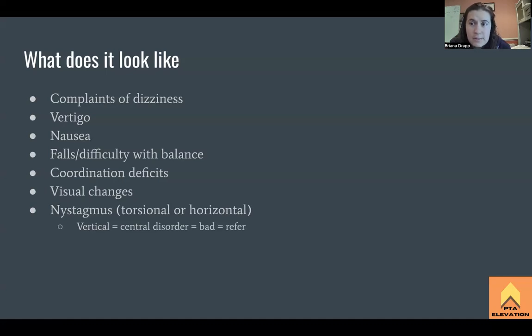Visual changes, as we talked about, they might have a visual aura or something like that, or at least just not being able to fixate on an object in the room spinning. That's usually due to this nystagmus, which is also the big thing that shows up with BPPV and any other sort of vestibular disorder. With the nystagmus, you'll see the torsional twitching, that's fine, or you'll see the side-to-side twitching, which is also fine.